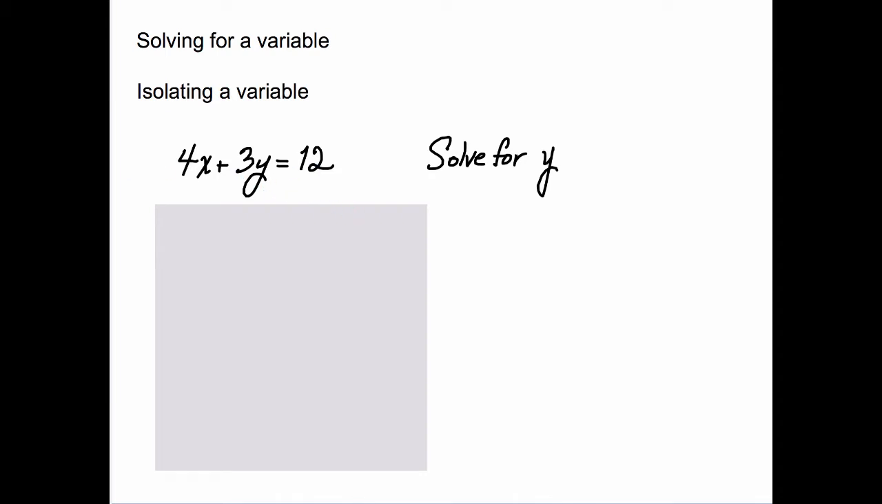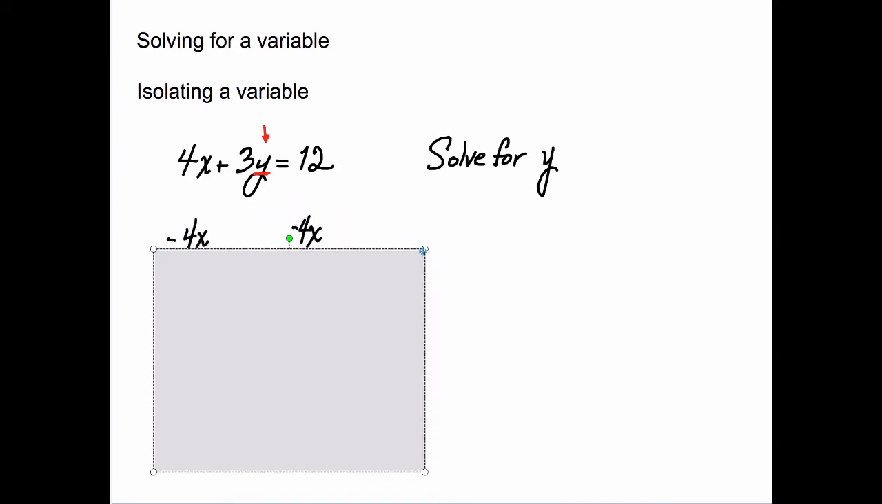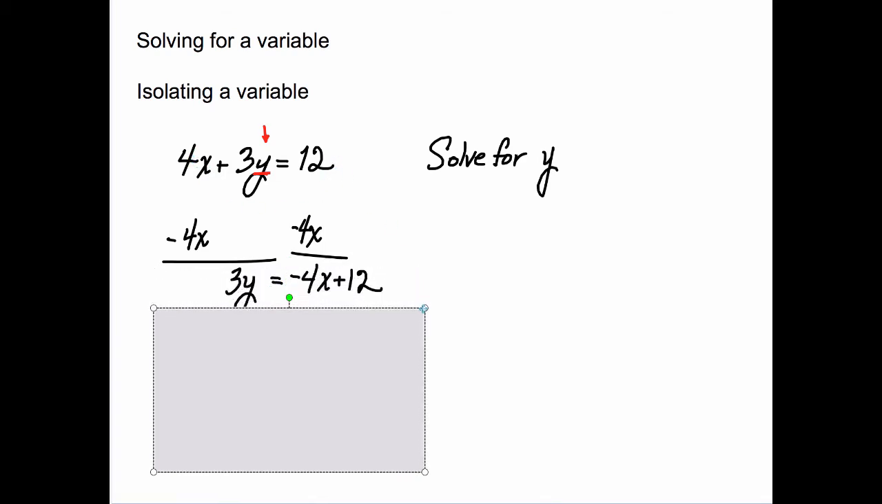4x plus 3y equals 12, and we're asked to solve for y. So that means on this side of the equation, y stays and everything else goes. So we'll start our first step by subtracting 4x from each side. And that'll take this whole 4x and move it over to the other side. If we do that, we get 3y equals negative 4x plus 12.